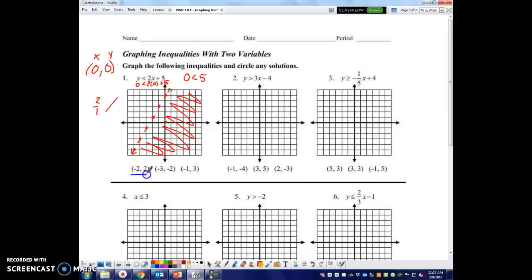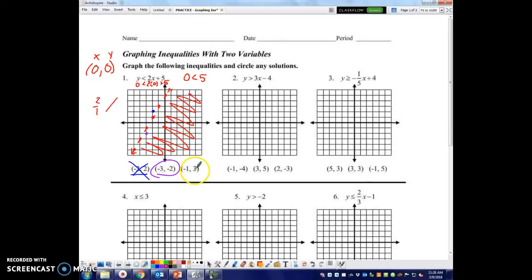So we need to see, is negative 2 a solution? We'll go over negative 2, up 2. Is that in the shaded region? No, it's not. So it's not a solution. Okay, now test the point negative 3, negative 2. 1, 2, 3, 1, 2. Is that on the shaded side? Yes, it is. So it does count.